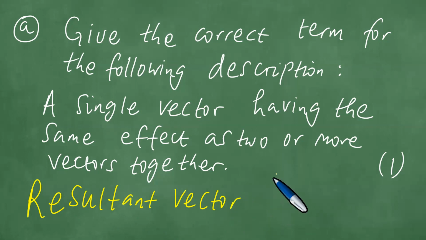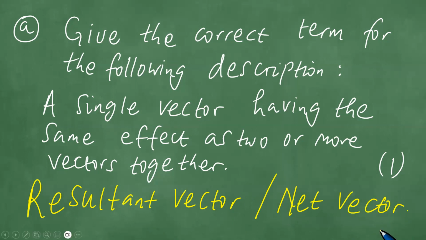Resultant vector. If you don't want to call it the resultant vector, we call it the what? The net vector. But obviously, the most correct description is that of a resultant vector. So we're good. Let's look at the next question, please.